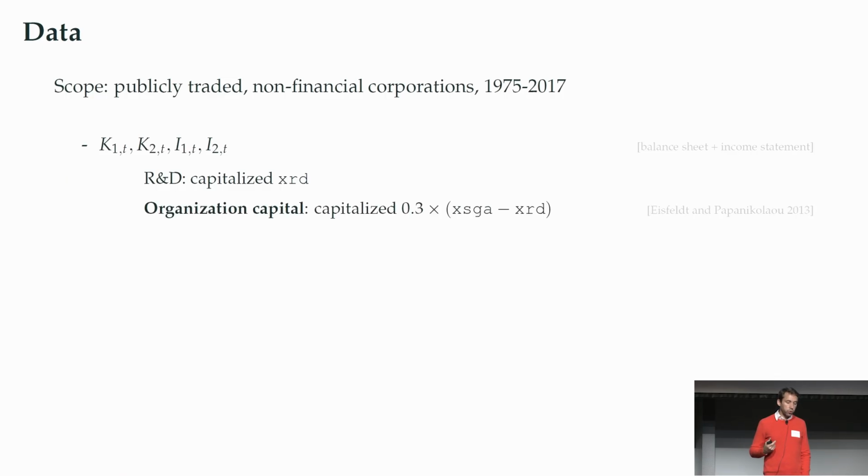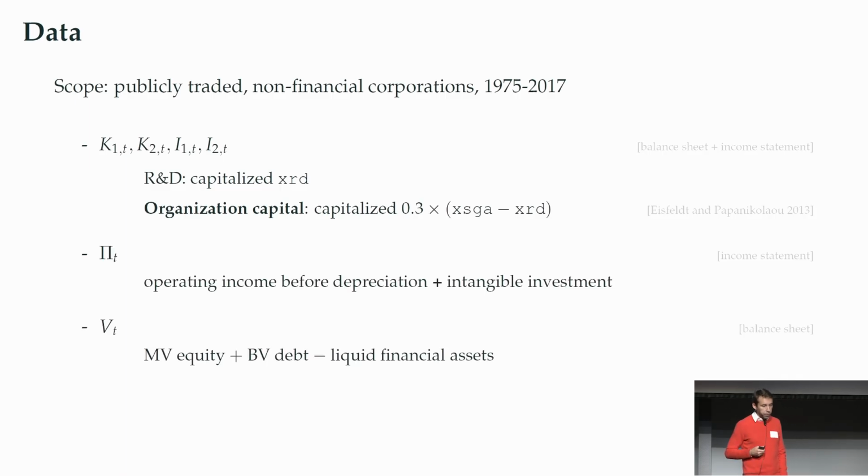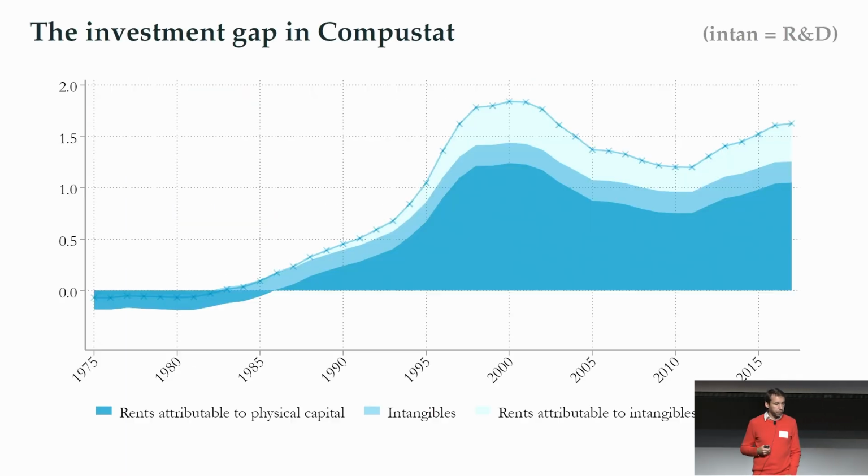The second is that I'm going to use a proxy for organization capital that's been developed in the literature, where we look at the gap between selling, general, and administrative expenses and R&D, which is a subcomponent of that. So that gap contains things like marketing expenses. It also contains things like spending on workforce training, spending on the development of customer relations, and so on. I'm going to capitalize 1/3 of those expenses to come up with a stock of organization capital alongside the stock of R&D capital. And then the rest is very straightforward, essentially the same as in the national accounts data.